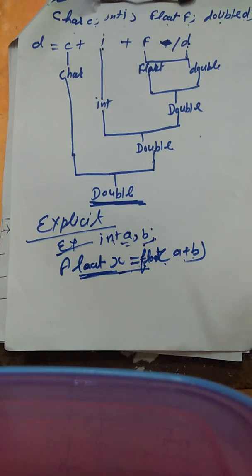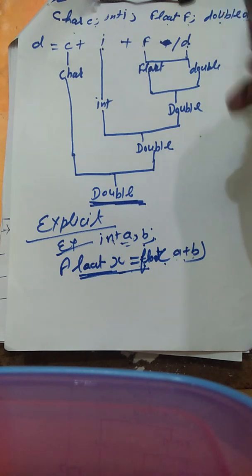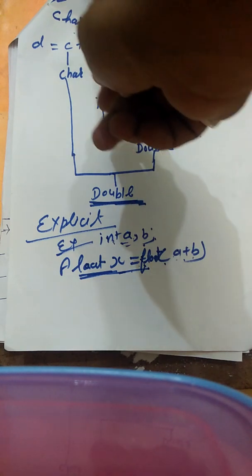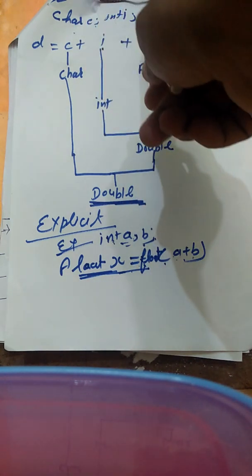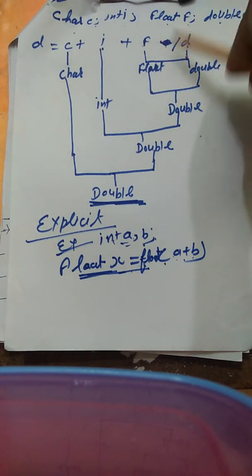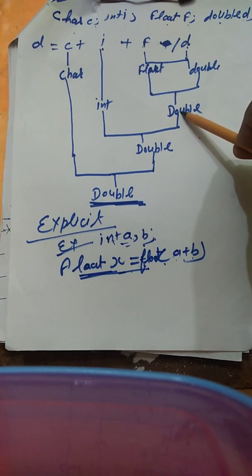Now another example. Suppose character C, integer I, float F and double D. And the expression is D is equal to C I plus C I plus F divided by D. First of all we will check from D. D is double and F is float. So this float will be converted into double.